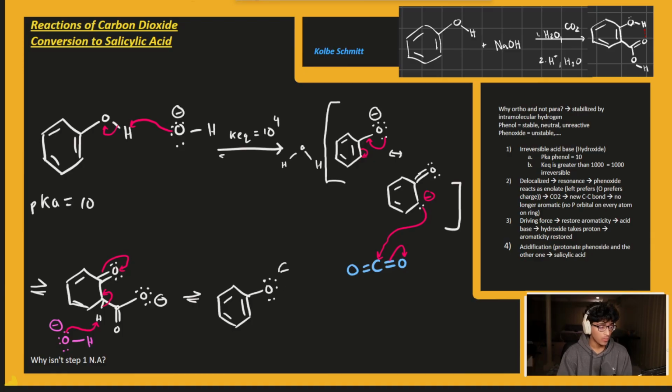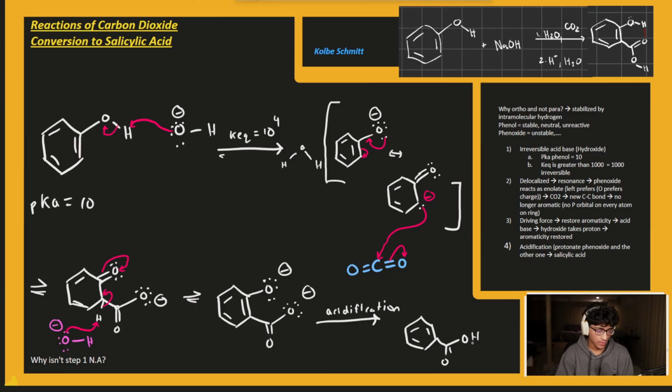So our final step is acidification. Whatever you see that has a negative on it, just add an H. You don't need to show the steps. You don't need to show any mechanism for this. Just show that, because if you were to add hydroxide on each step, you're gonna have like two arrows. It's not clean. So just make it like this. Okay, so we formed salicylic acid.